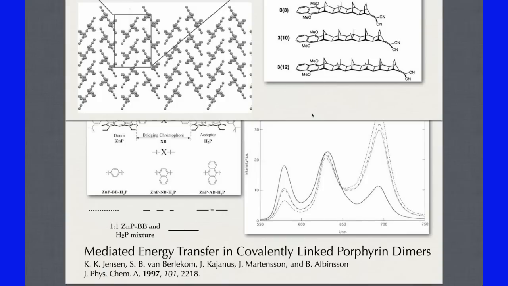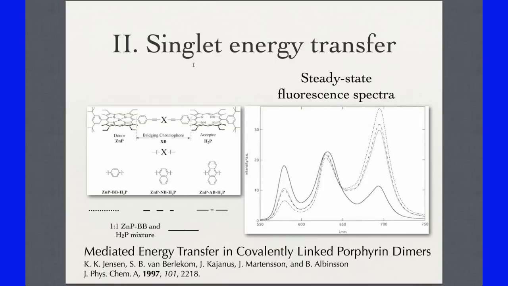And the second type of problem, energy transfer, the first one we are going to talk about is singlet energy transfer. For example, you have an excitation donor and an excitation acceptor. They may or may not be linked by a linker here. And you can see that their fluorescence would be moved to the acceptor once the energy transfer becomes efficient.